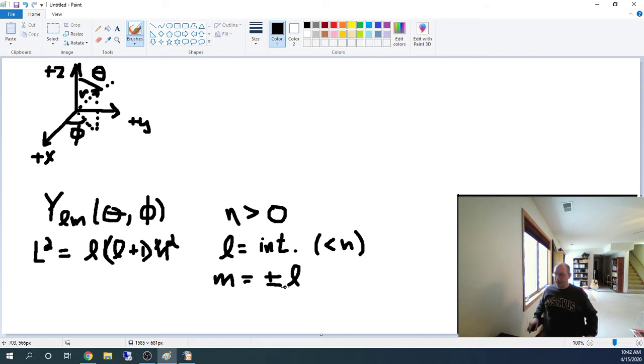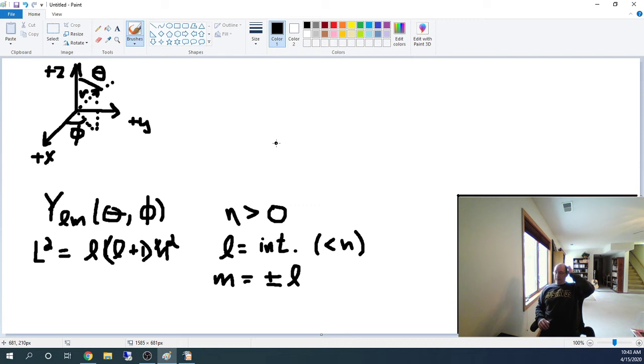Okay. So let's consider then the angle. This is getting a little bit into the hydrogen atom, but this is what you'll end up getting. n has got to be greater than 0. It's the principal quantum number, any integer bigger than 0. l has got to be an integer that's less than n, and m has got to be an integer between positive l and negative l. And then the wave functions of hydrogen would include these times whatever the radial ones are.